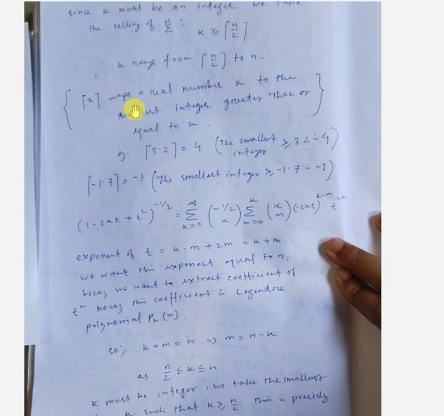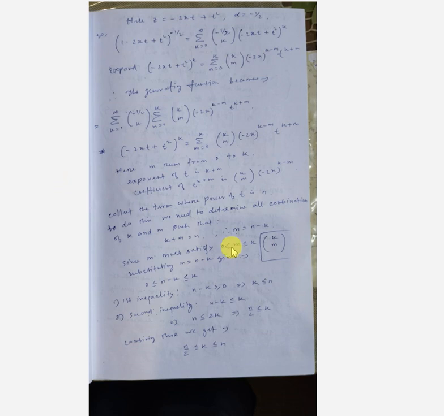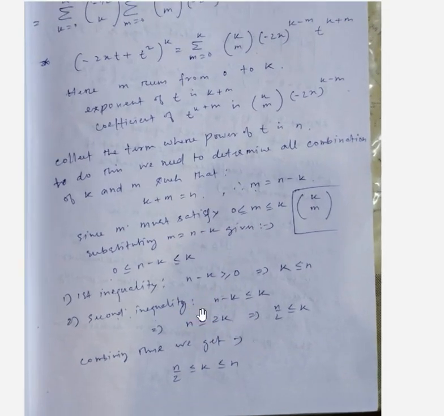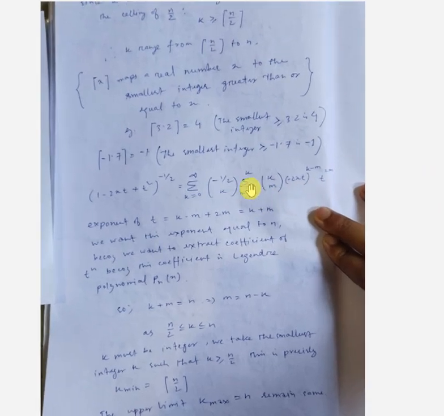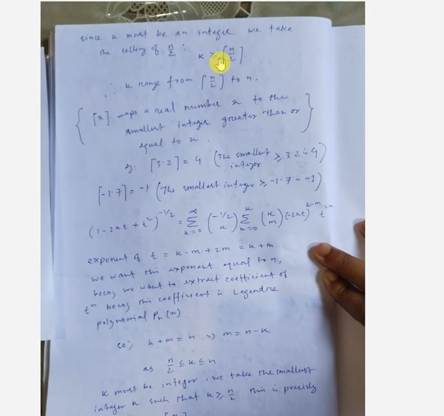So this ceiling maps the real number x to the smallest integer greater than or equal to x. Like 3.2 becomes 4, and minus 1.7 becomes minus 1, right? Because the smallest integer greater than 3.2 is 4. This is what we want. So we need some k value greater than n by 2. So we will take this as k greater than n by 2.